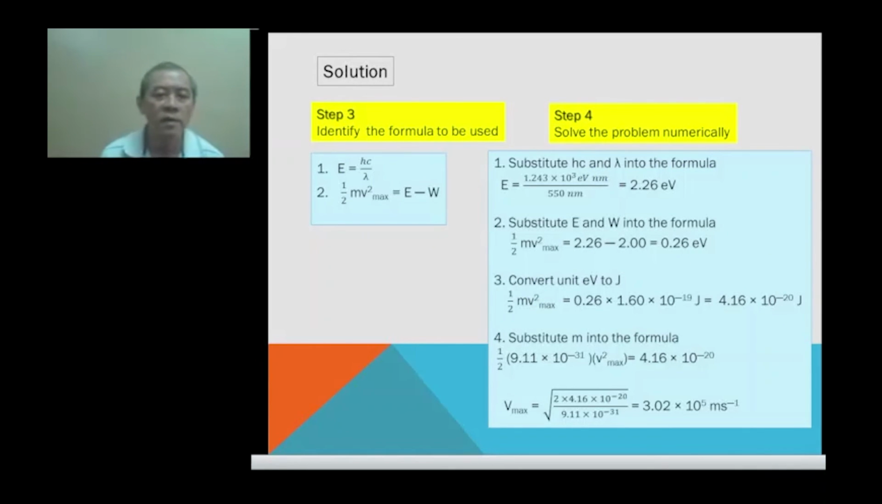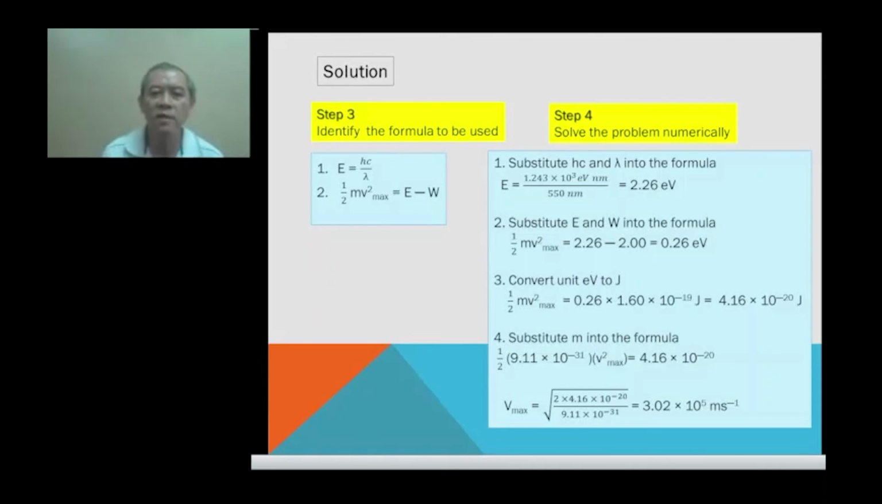Okay, based on step one and step two, choose the suitable formula. There are two suitable formulas here. One, E equal to hc over lambda. Second, half m v max squared equal to E minus W. Okay, step four, now solve the problem.